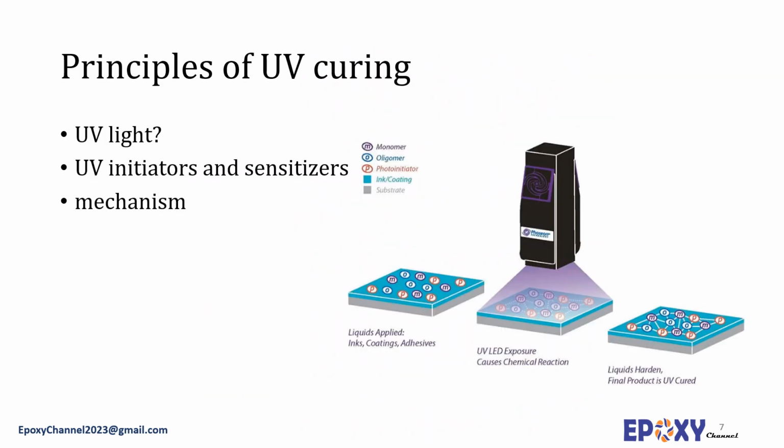UV lights are electromagnetic waves with wavelengths ranging from 100 to 400 nanometers. UV light can be used to activate the chemical bond reactions, as UV photon energy is in the range of 300 to 760 kJ per mole, suitable to activate corresponding chemical reactions.